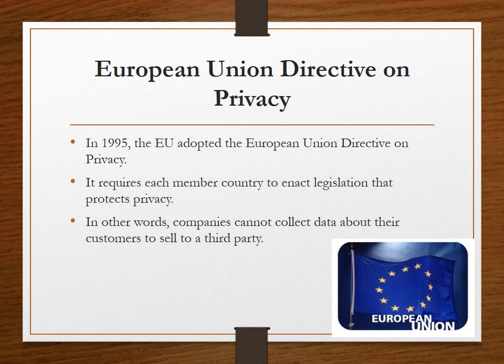In 1995, the European Union adopted the European Union Directive on Privacy. And this was literally just as the internet was becoming commercially available. It's almost exactly the same time. It requires that each member country enact legislation that protects privacy. In other words, companies cannot collect data about their customers to sell to a third party. So, you don't see the same kind of activities going on in Europe that you do in the United States because of this policy.